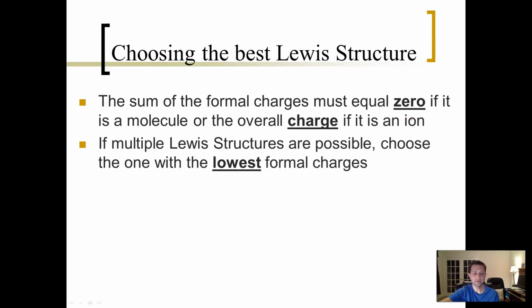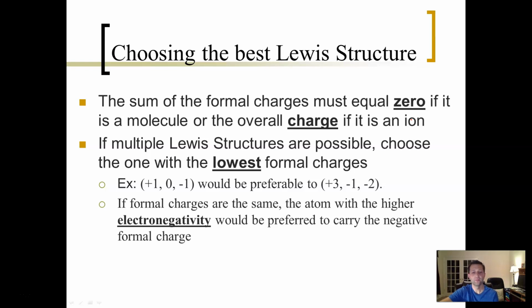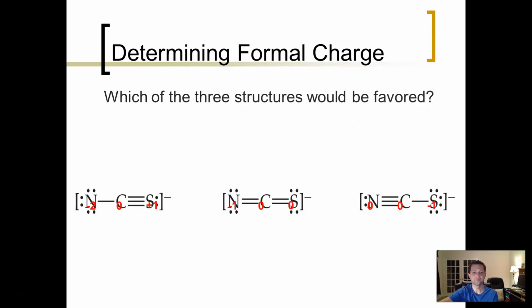Okay, I already went over the second point here. If multiple structures are possible, you choose the one with the lowest formal charge. So something like +1, 0, -1 would be preferable to 3, -1, -2. And if the formal charges are the same, the atom with the higher electronegativity would be preferred in terms of your Lewis structure, right? So the one with the higher electronegativity should have the negative formal charge on it. And that was the case on the previous example. The negative formal charge could be handled better by nitrogen, so that one is the more preferred structure.